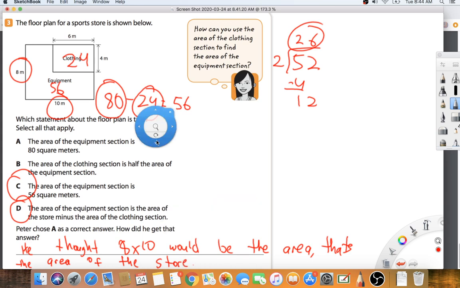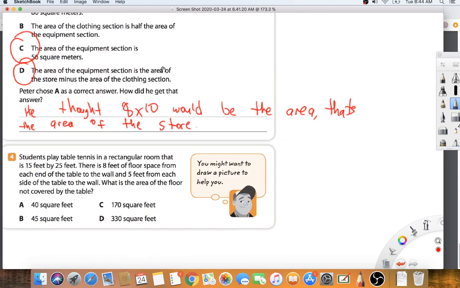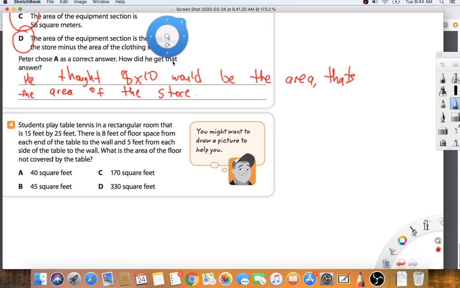Now let's go to our next one. Number 4. It says students play table tennis in a rectangular room that is 15 feet by 25 feet. So they play here, 15 by 25. There is 8 feet of floor space from each end of the table to the wall, and 5 feet from each side of the table to the wall. What is the area of the floor not covered by the table? So inside this room, there's a table tennis table.